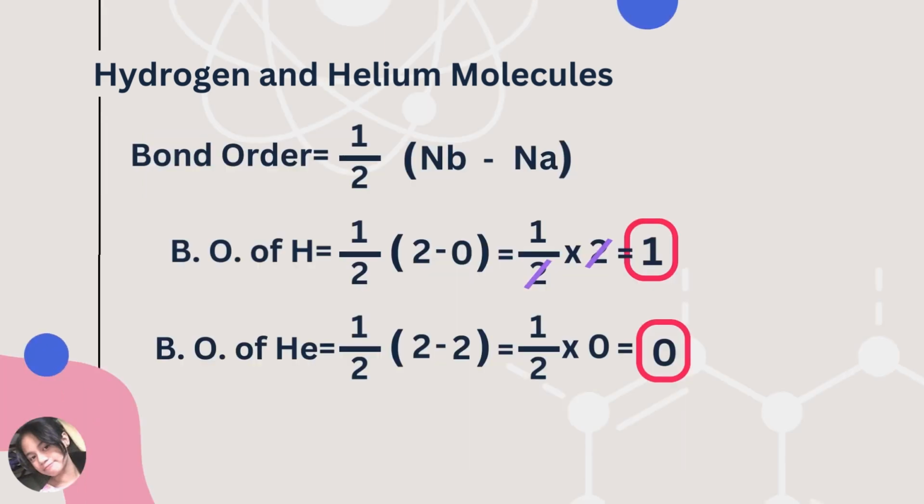So now, to further evaluate, we will use the bond order to compute how stable the hydrogen and then the helium are. The bond order has a formula of 1/2 times the quantity of the number of electrons in the bonding MO minus the number of electrons in the antibonding MO. So for hydrogen, it has a bond order of 1, which means it is stable, and for He, it has 0, which means it is unstable.